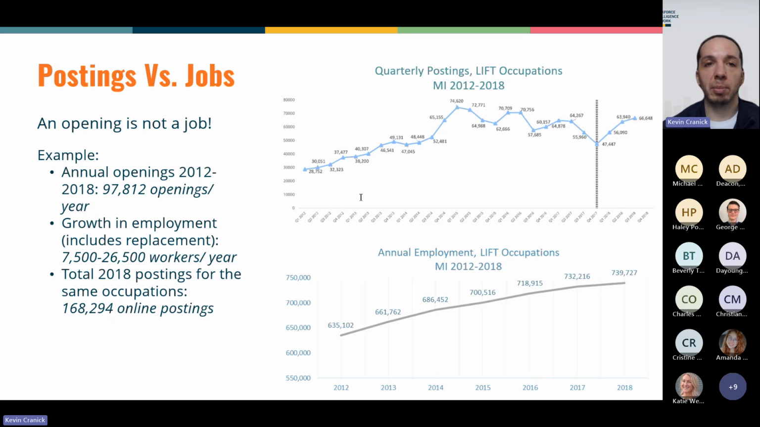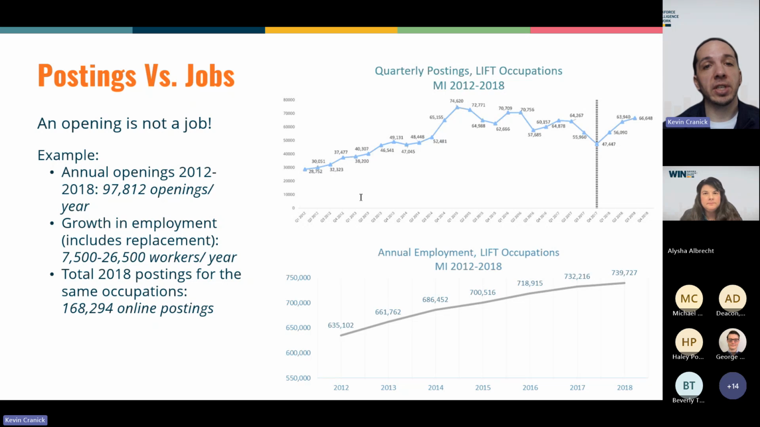So we feel that the job postings data is very accurate. Job openings, in contrast, take a more conservative approach to demand, accounting for job growth and estimating replacement needs for workers who change careers or retire. So it's likely that the true demand for a job is somewhere between job postings and job openings.